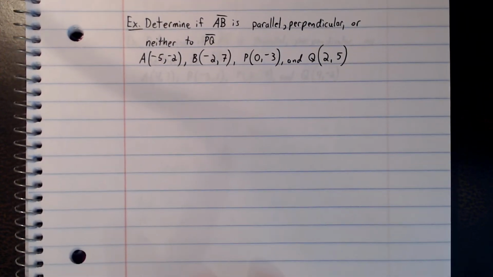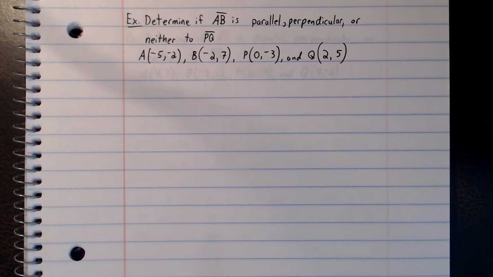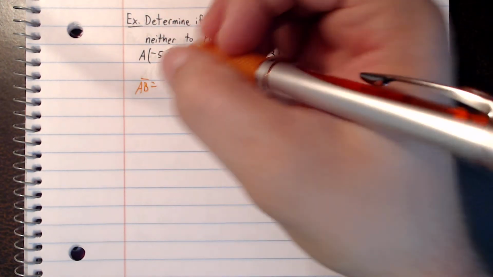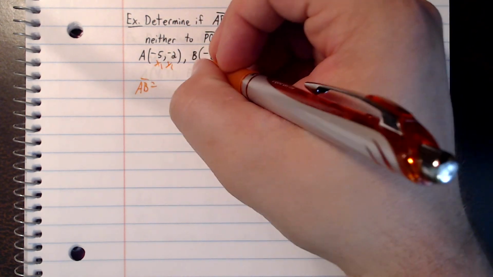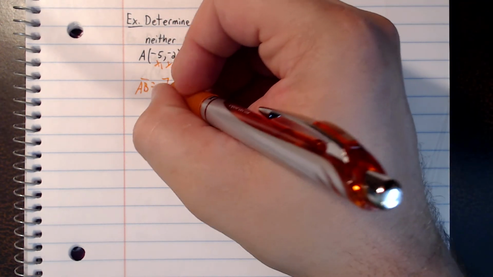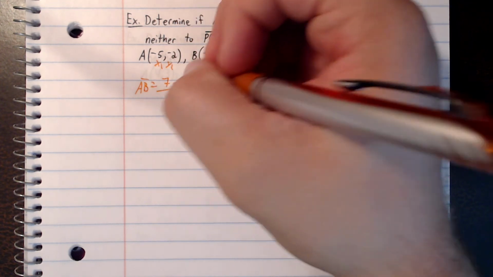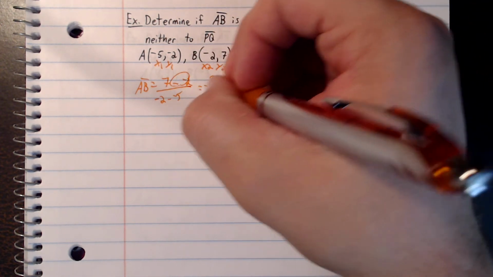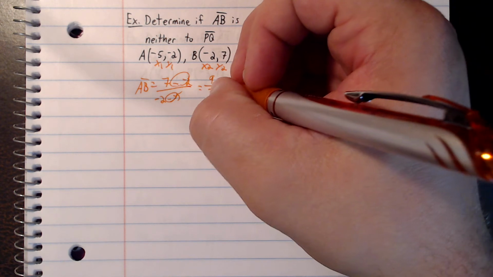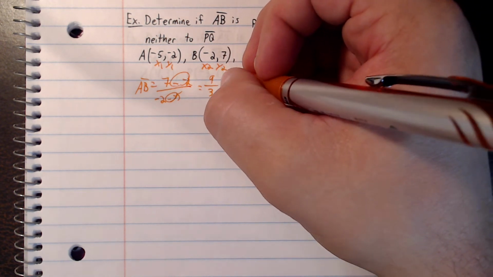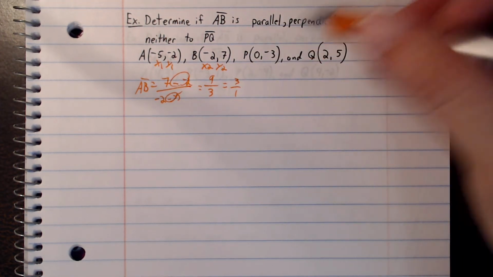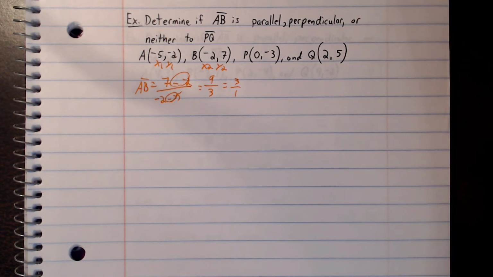Take a look at this problem. We're doing the exact same thing here. Determine if they're parallel, perpendicular, or neither. So we've got to first find those slopes. So for AB, let's see, we want 7 minus -2 and -2 minus -5. That's 9 over 3, which is 3 over 1, or we can just call it plain old 3. 3 over 1 I'm going to keep just because it's easier to compare.